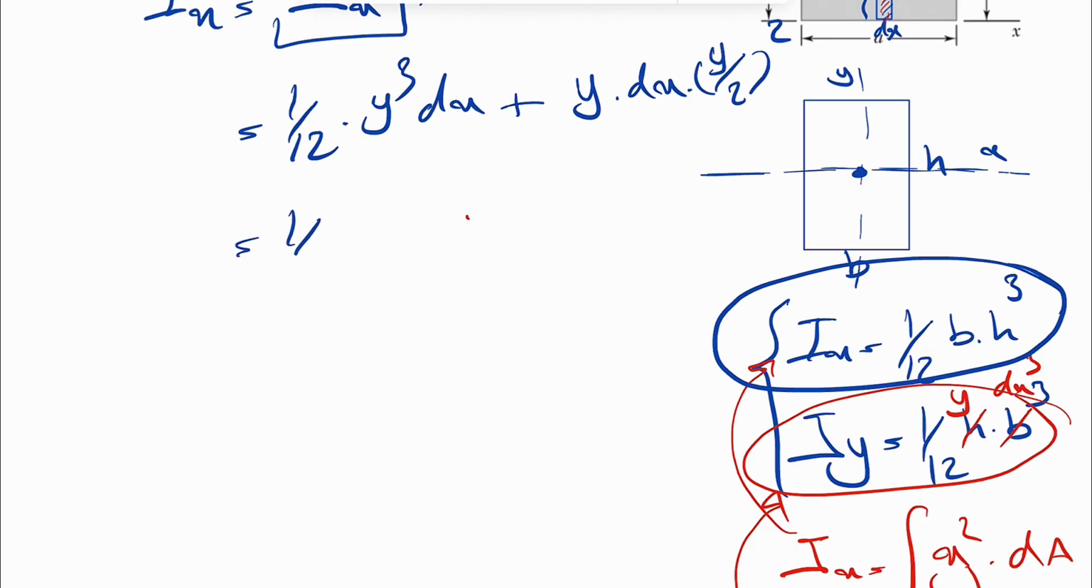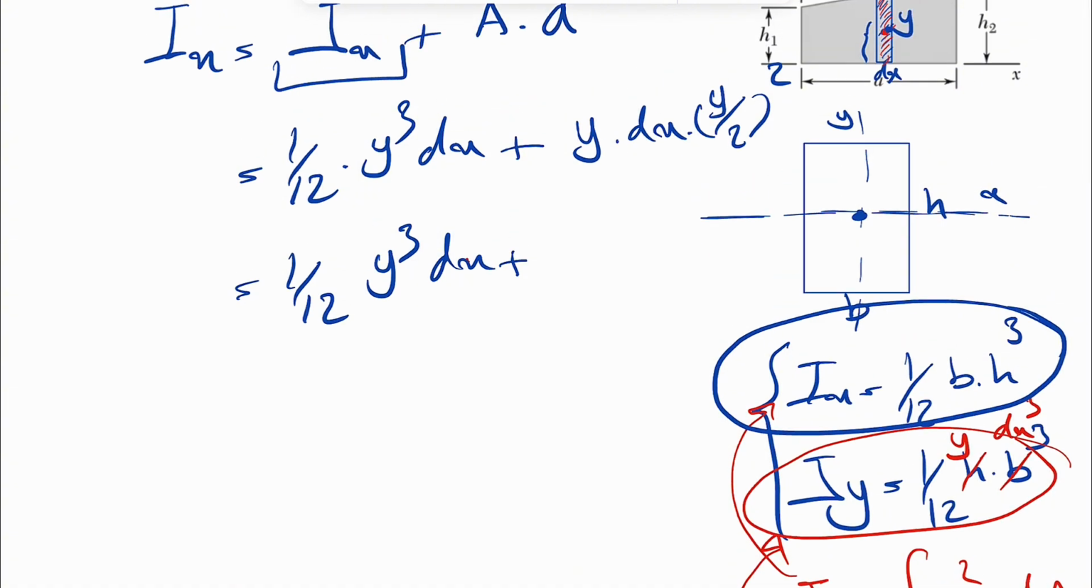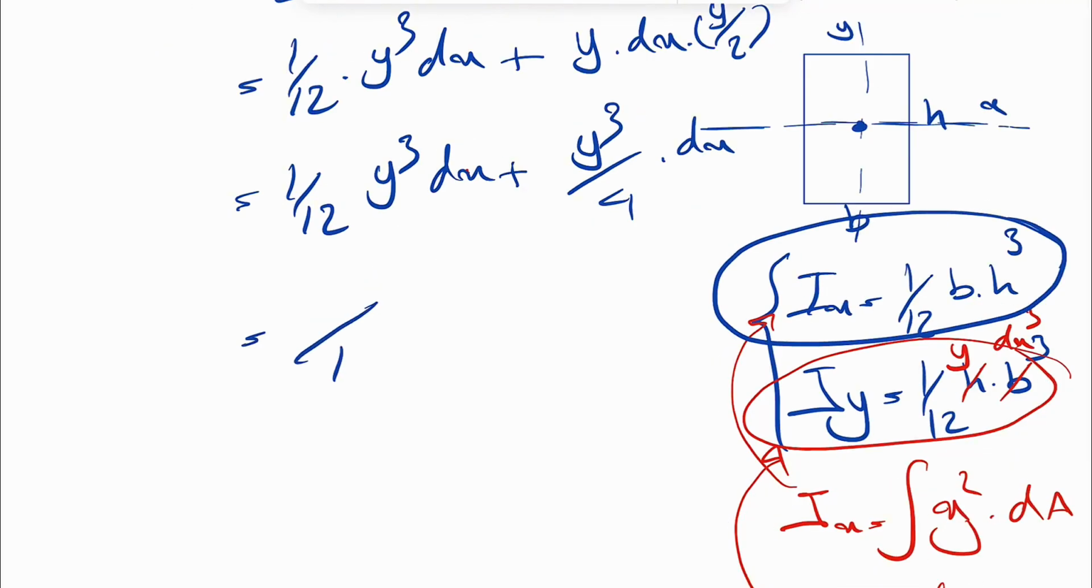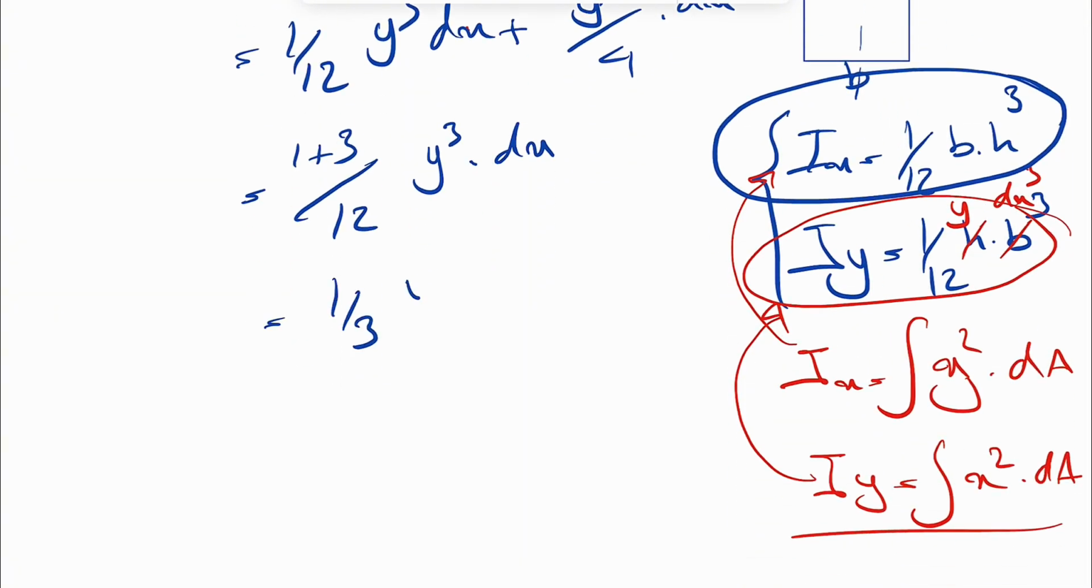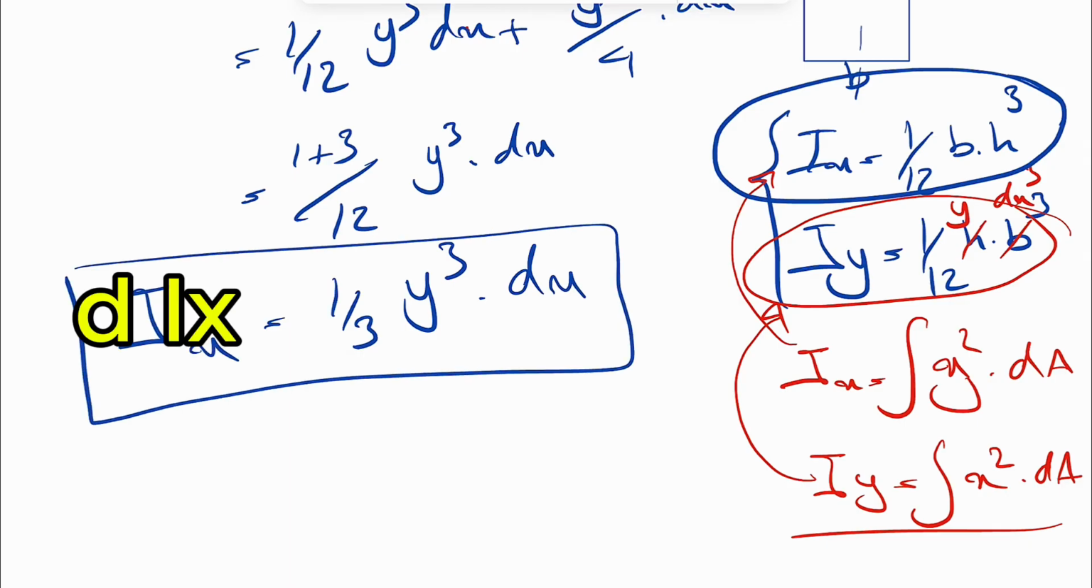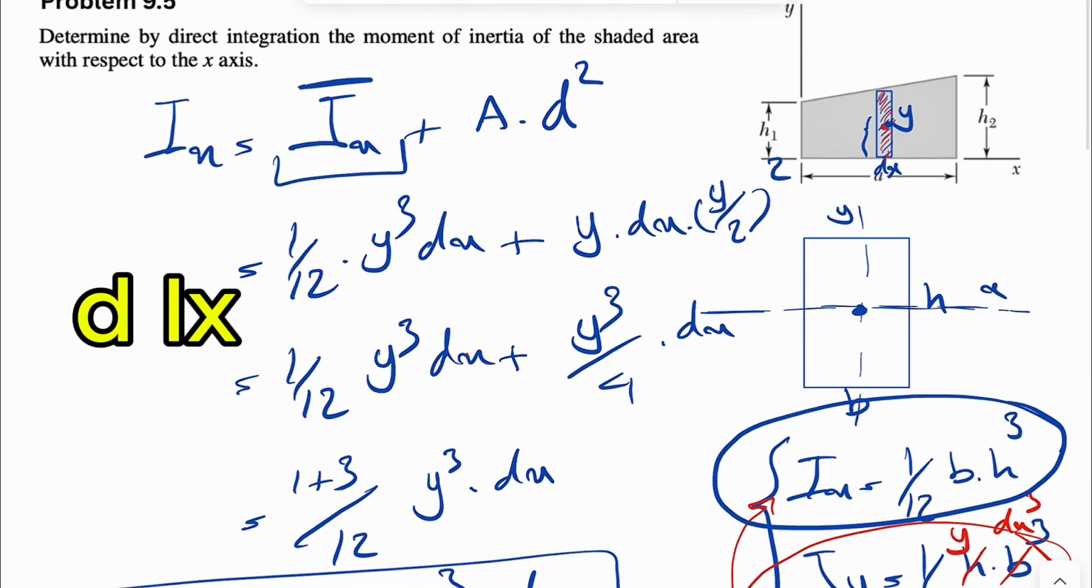And what we're going to get in here is 1/12 of y cubed dx plus, we can take that one out, y cubed over 4 times dx. So if we do the common denominator, which is 12 in here, we're going to get (1 plus 3) y cubed dx, and that's going to be equal to 1/3 of y cubed dx, which is the moment of inertia with respect to the base of the rectangle that we have.